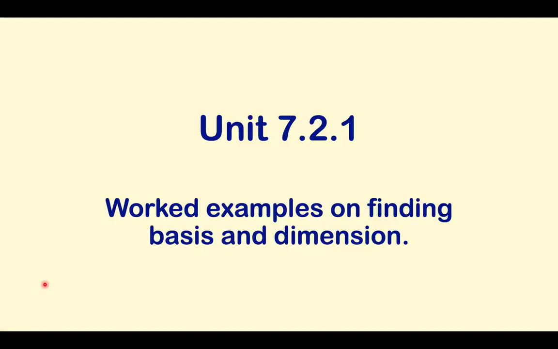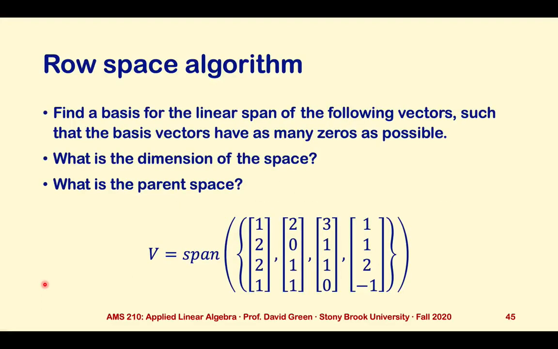Hi, in this video we're going to go through some worked examples on finding the basis and dimension of various vector spaces. Let's begin with a problem using the row space algorithm. We want to find a basis for the linear span of a given set of vectors, shown here, and we want to do this in such a way that the basis vectors have as many zeros in them as possible. As we do this, we want to keep track of the dimension of the space and what the parent space is.